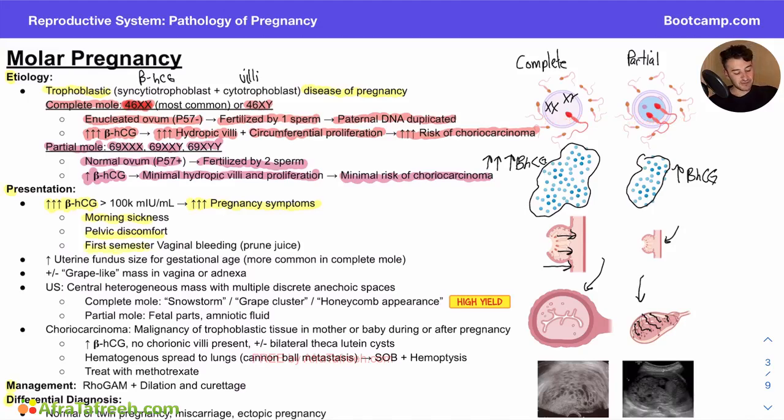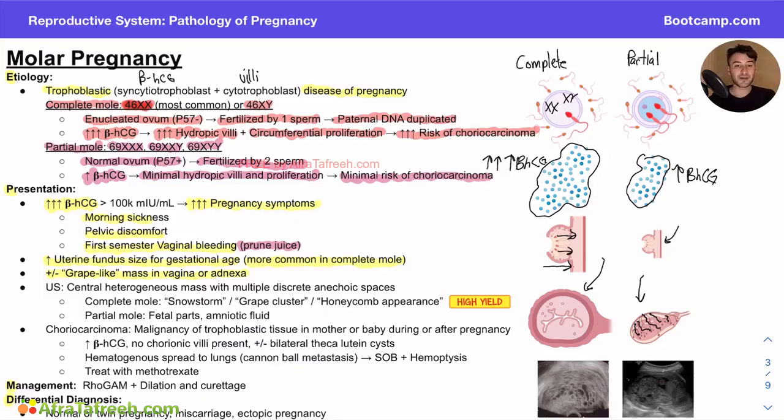Additionally, we can see first trimester vaginal bleeding, which is not unusual in pregnancy. That can be a normal finding in pregnancy. However, in the molar pregnancies, they like to describe this as a prune juice-like vaginal bleeding, and that's going to be a high yield buzzword that is saved for our molar pregnancy presentations. Now, like I said, we also are going to have increased uterine fundus size for gestational age. This is going to be more common in our complete moles because these are going to be really dominated by lots and lots of placental tissue. And then we can also see a grape-like mass in the vagina or the adnexa. They like to use that phrase, grape-like, when discussing our molar pregnancies.